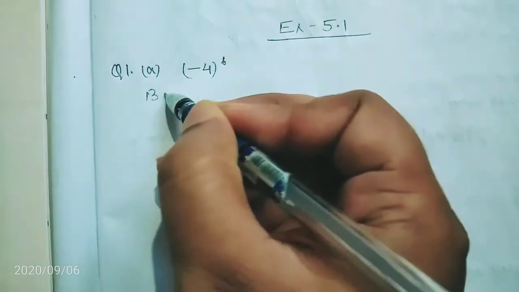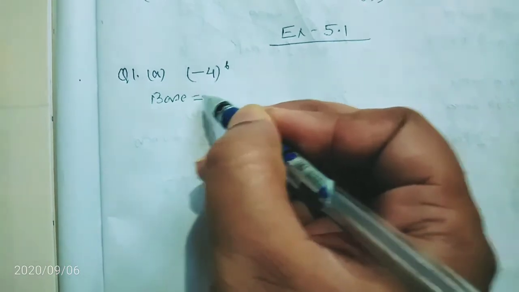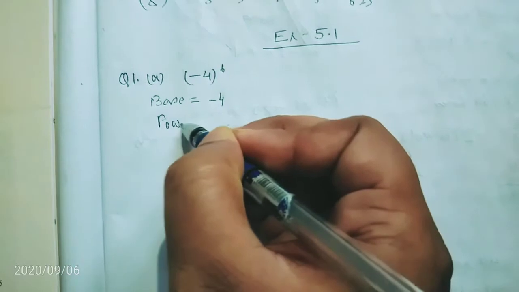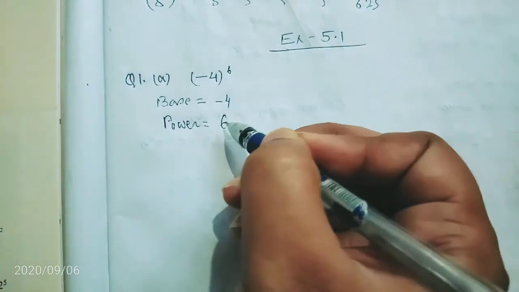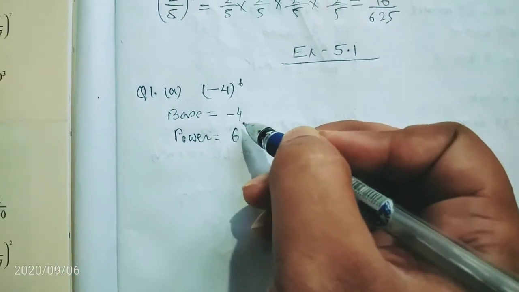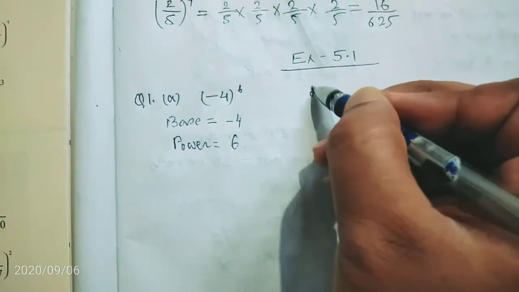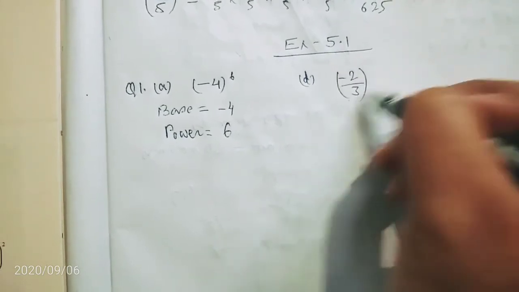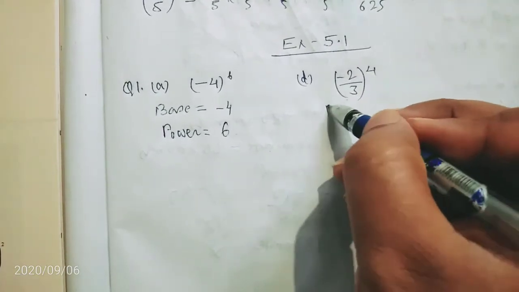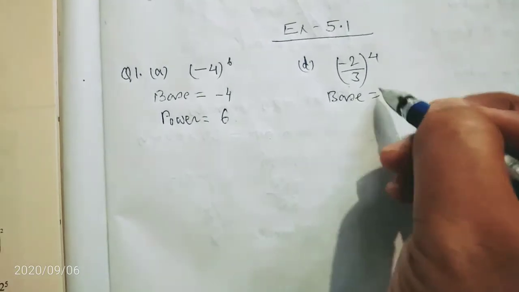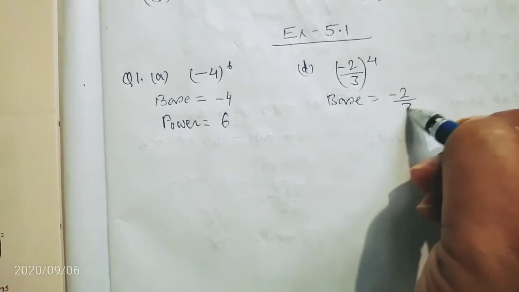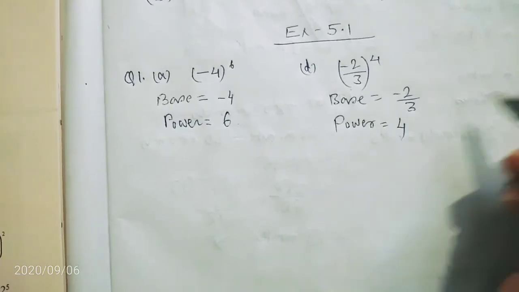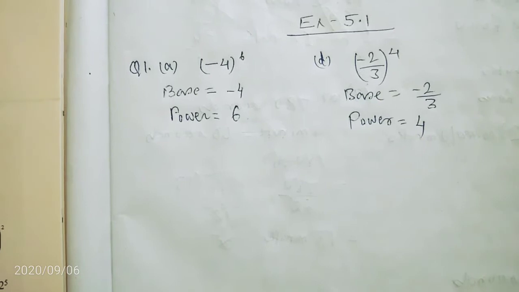So here the base is what? Minus 4, and the power is what? 6. Okay, so in this way you'll write. It's a very easy question. Now d number is what? Minus 2 by 3 to the power 4. So the base is minus 2 by 3 and the power is 4. Okay, in this way you'll write all the questions.